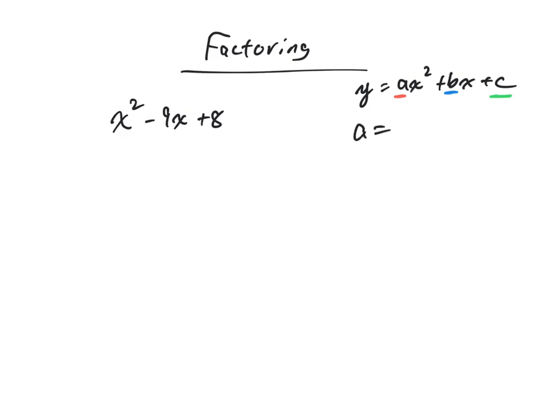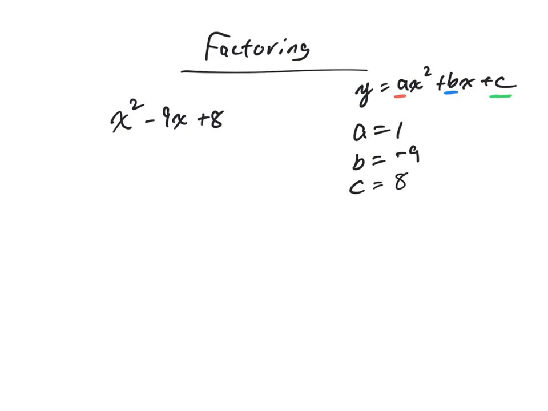In this case, a is in front of our squared term, and that's just going to be a 1. B is going to be in front of our linear term, our x term, and that's a -9. And then we have c, which is our constant term, which on this one is going to be +8. So after we've checked for a GCF, we're going to go ahead and find a, b, and c. If we have all three, a, b, and c, we're good to go.